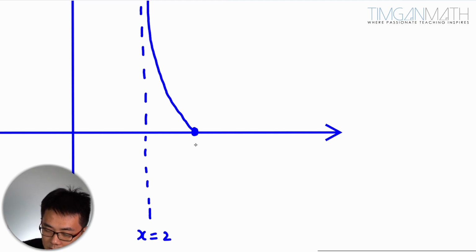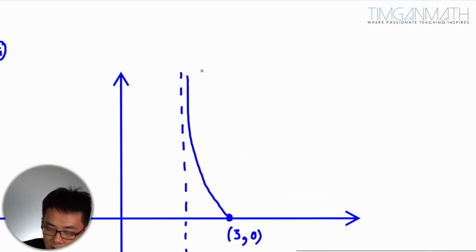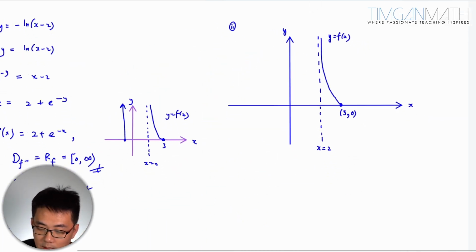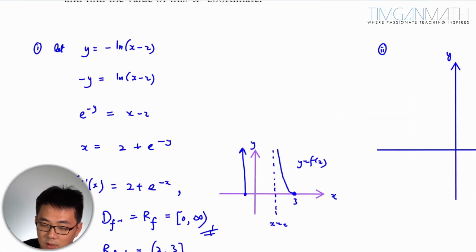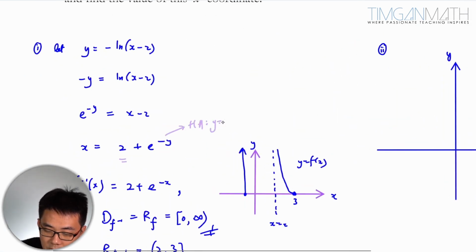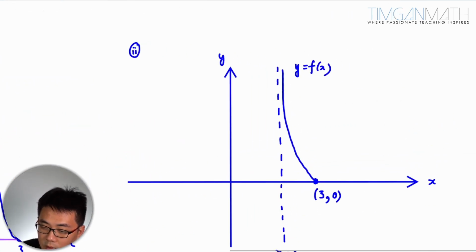This is 3, 0. Okay, so this is y equals f(x). This is the y = f(x) graph, on the same diagram here. Now when you're going to draw the inverse graph, just know that this has a horizontal asymptote of y equals 2. Okay, so draw y equals 2. It's supposed to be symmetrical, so it will be something like that.